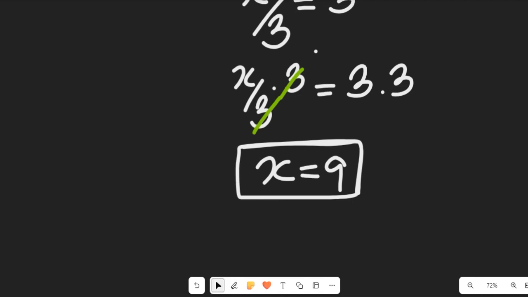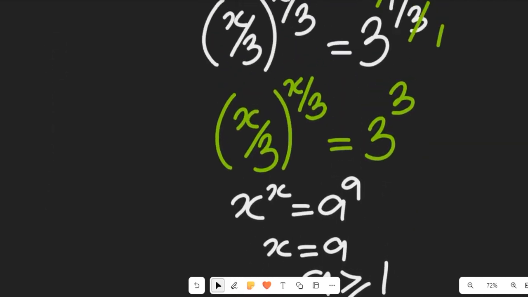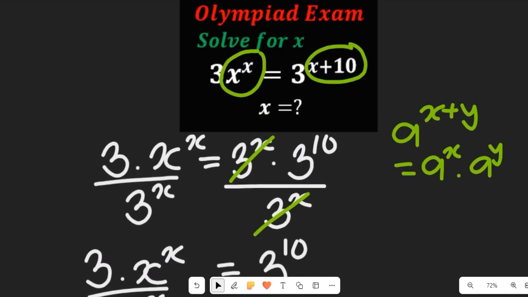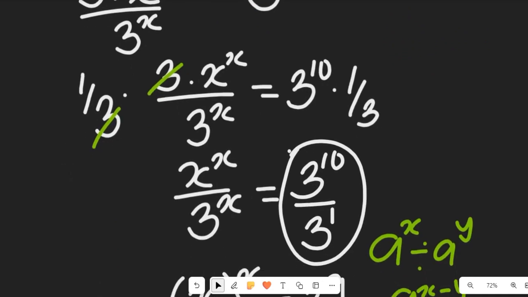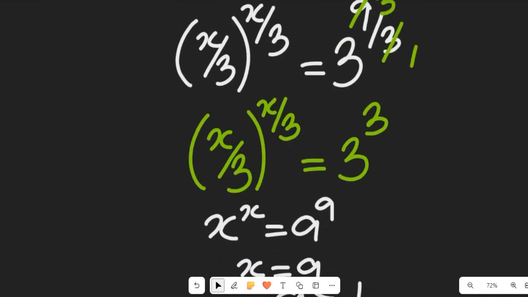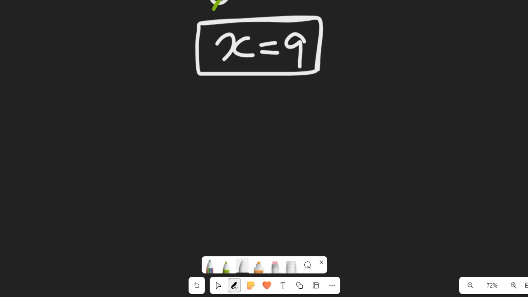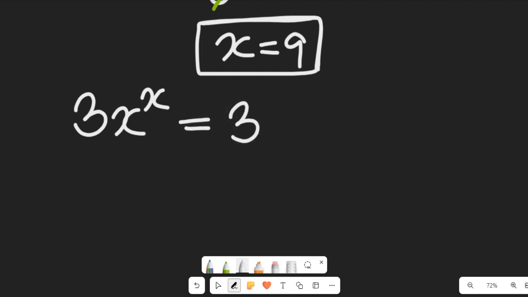Now let's check to find out if our solution is absolutely right. We are given the expression 3 multiplied by x to the power of x equal to 3 to the power of x plus 10. Now if we are given that expression, we are asked to find 3 multiplied by x to the power of x, right, equal to 3 to the power of x plus 10. So what would this give us?